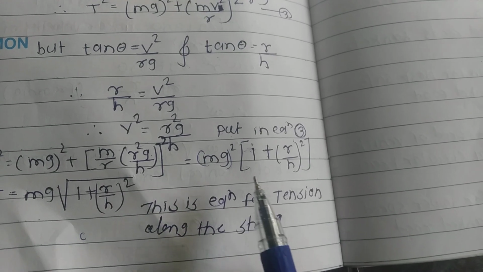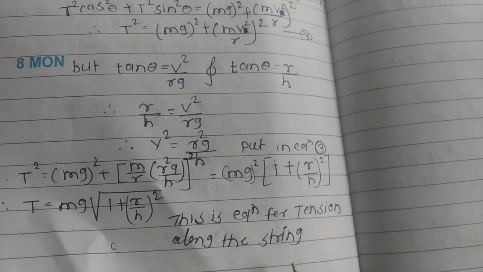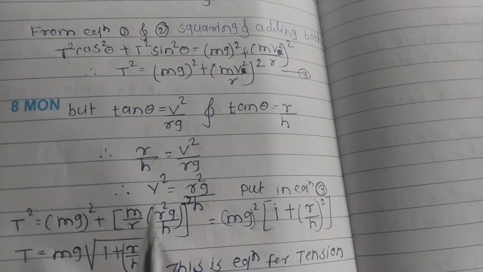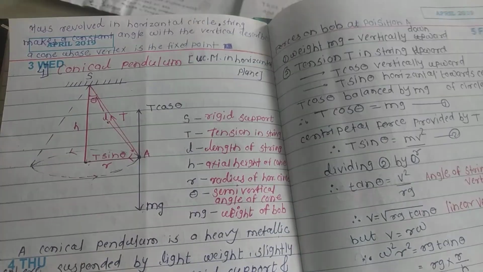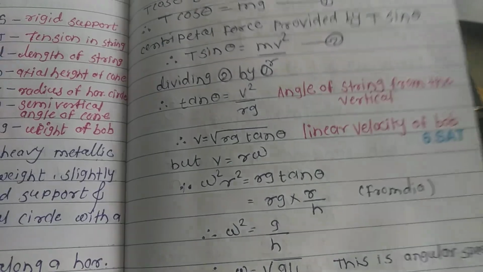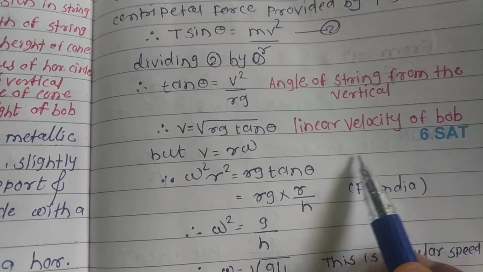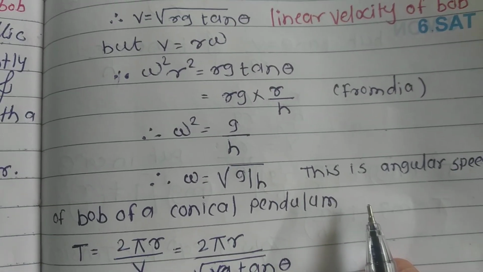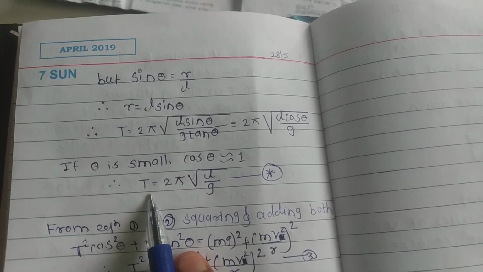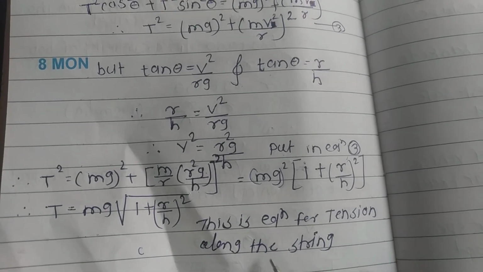This is the equation for the tension along a string. Okay, this way we have completed the conical pendulum. In that we saw the angle of the string from the vertical, the linear velocity of a bob, next our angular speed of a bob, then the period of that conical pendulum, and last one is the tension along the string.